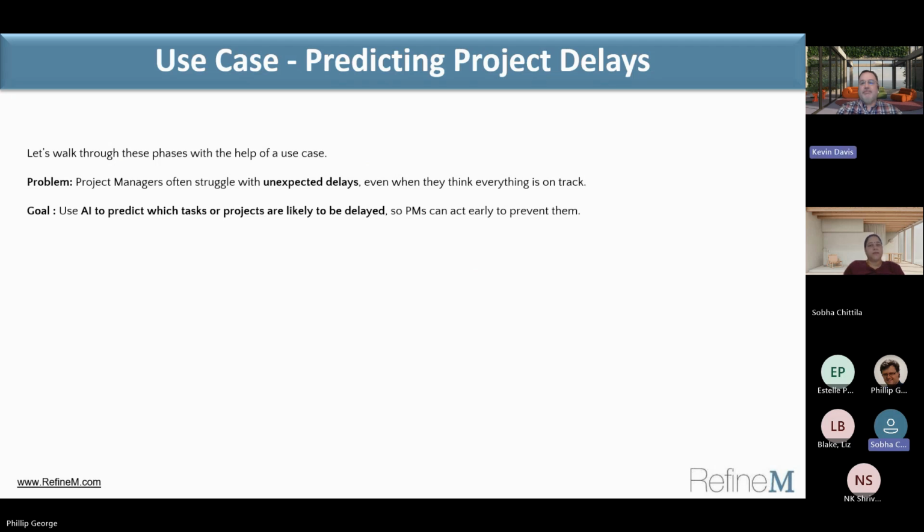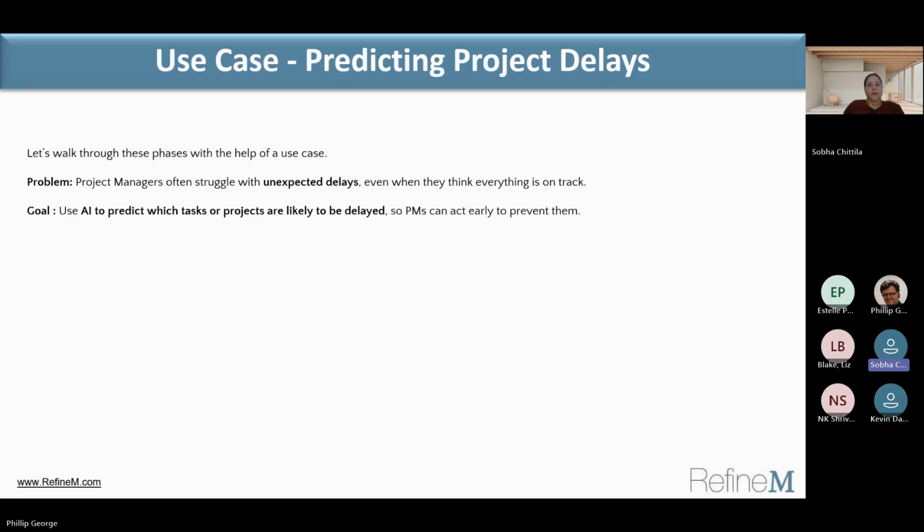So let's try to make this real with an example, a use case: predicting project delays. Imagine you are managing multiple projects and can't predict which ones are likely to be delayed. Well, AI can help by using machine learning models to analyze past project data and flag potential delays before they happen. This enables proactive intervention rather than reactive damage control. Moving to the next slide.